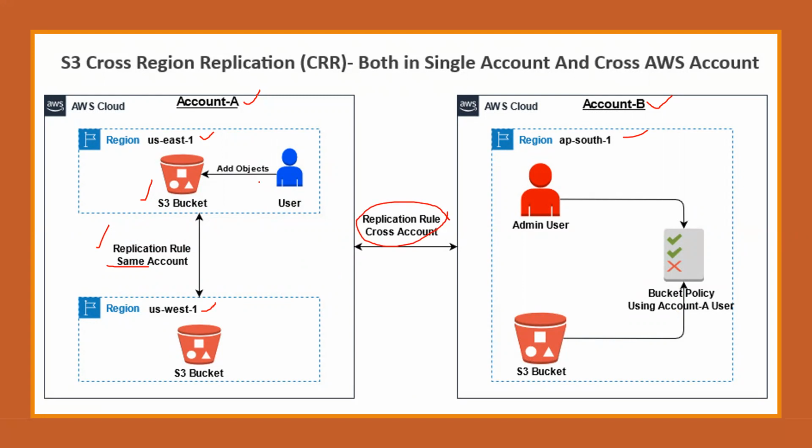So what will happen here? When this user adds an object to this S3 bucket, the same object will be reflected in this bucket as well as this bucket. For this replication in this bucket, we need to create a bucket policy. Using the account A user, we will give this user access to this bucket.